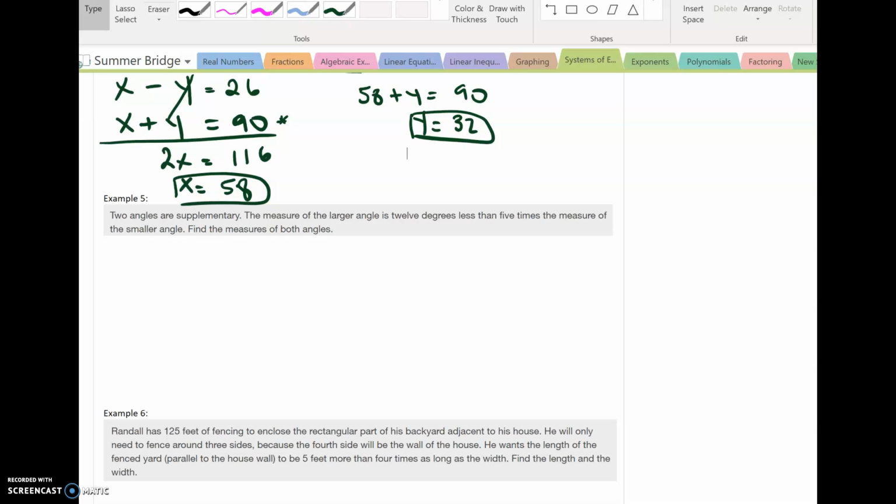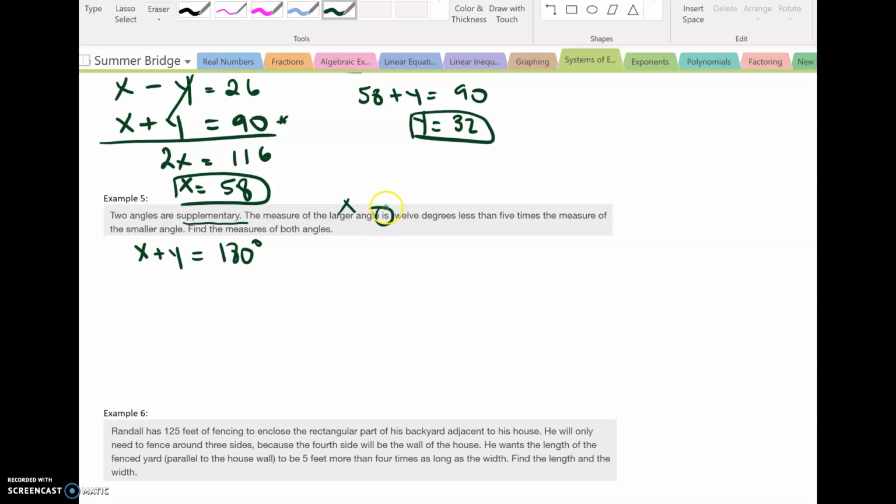Okay, welcome back to the last two examples of systems, the application problems. We ended up talking about complementary and supplementary, and now we're going to do the supplementary problem. It's saying two angles are supplementary, meaning if you add the two angles together, that's going to equal 180 degrees. Then it says the measure of the larger angle is.